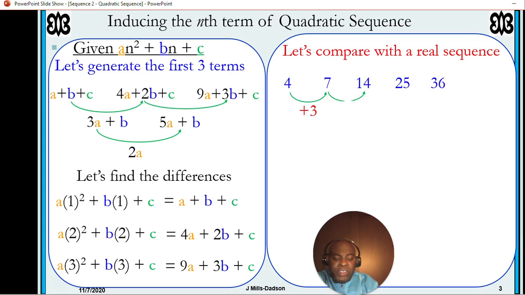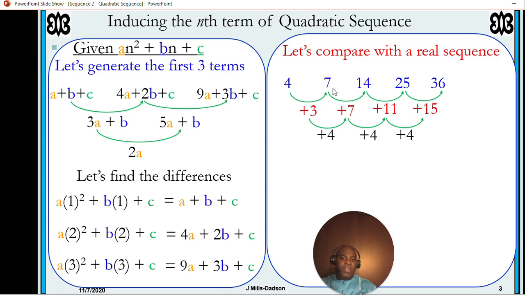First set of differences, second set of differences. So that's what I've got so far. Now you can see there's a pattern here. Position of 2a is plus 4. Position of 3a plus b is plus 3. Position of a plus b plus c is plus 4.